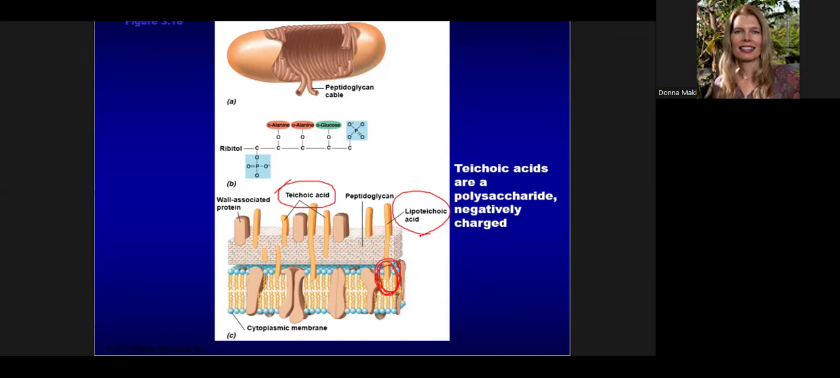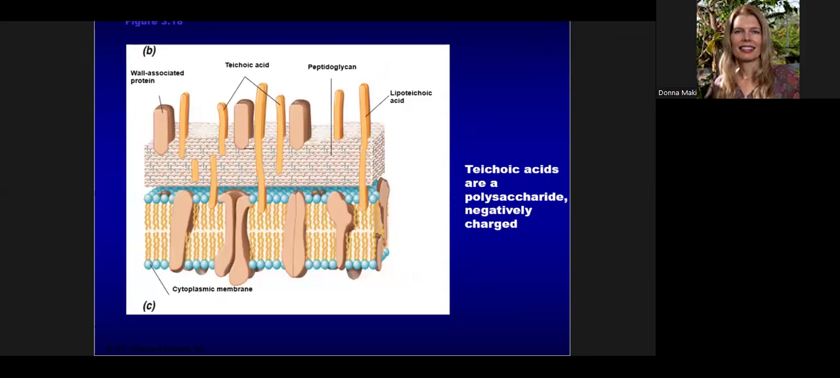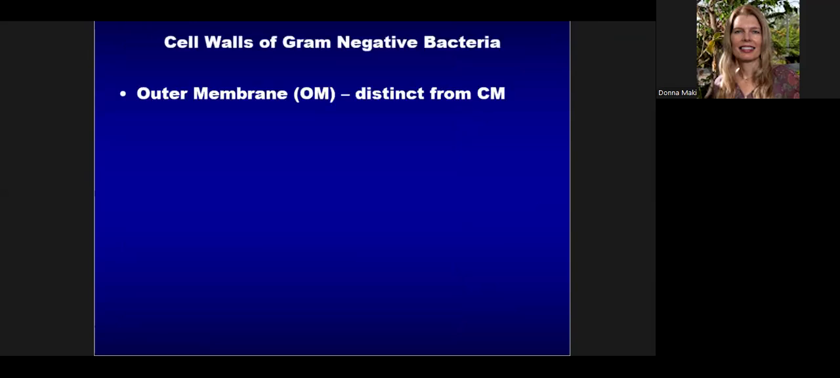How long does it stretch down? There's a bigger image of that. All right. So gram positives, many, many layers of the peptidoglycan. Gram negatives, very slender, but they do have that outer membrane. And it's funky.